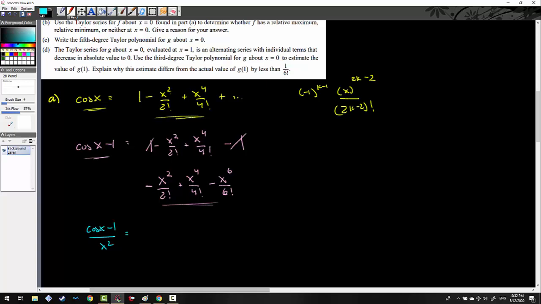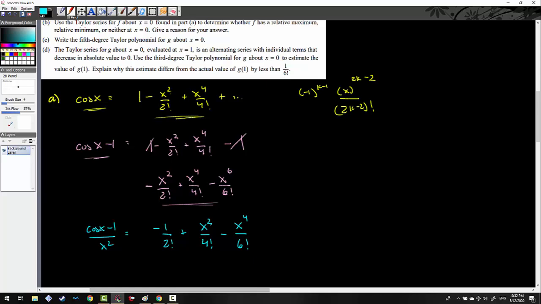So cos x minus 1 over x squared takes all of these guys and multiplies them by 1 over x squared, or divides by x squared. So if I divide everything by x squared, I will end up with 1 over 2 factorial plus, again, x to the fourth over x squared is going to be x squared over 4 factorial, and then x to the fourth over 6 factorial. All of these exponents get reduced by x squared.